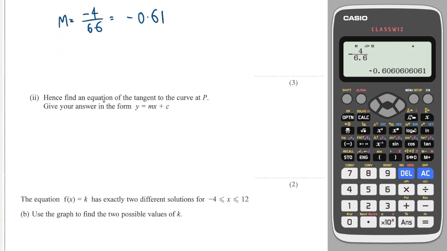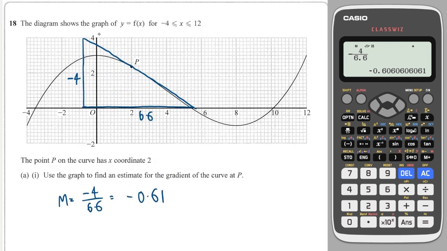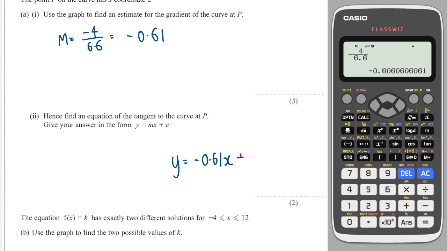It says, hence, find an equation of the line for the tangent. Well, that tangent has that gradient. And the intercept of that tangent went through about here, which is about 3.6. So let's do plus 3.6.